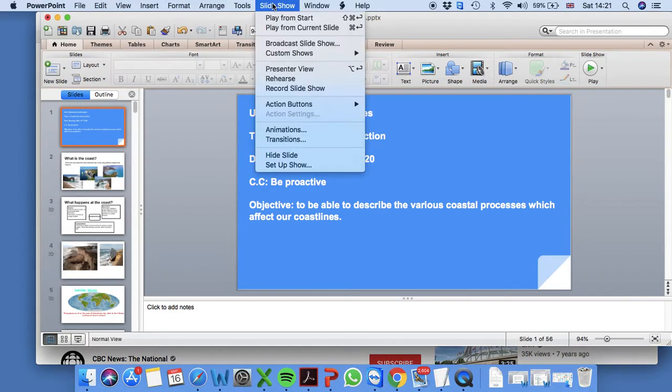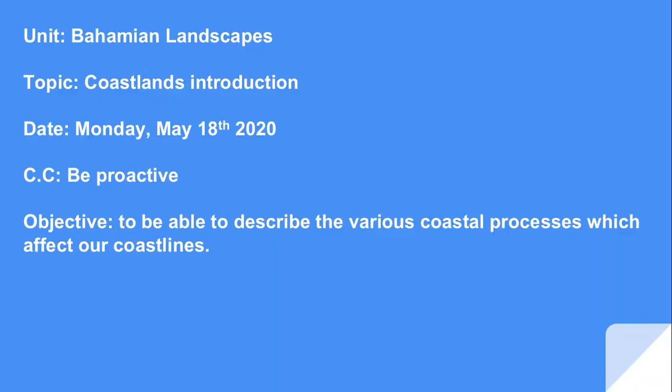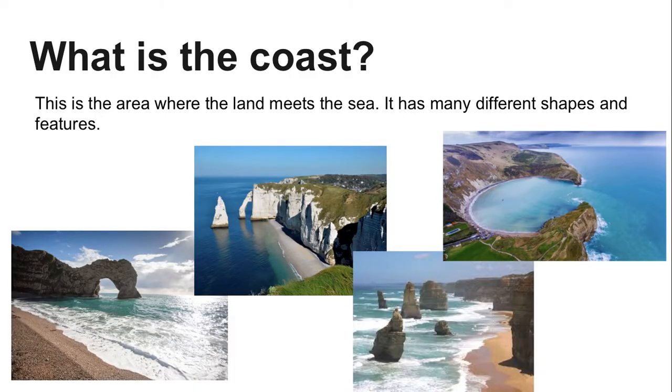So, what I want you to do, open up this PowerPoint and head up your page. We're going to look at coastlands and the different processes that occur at coasts. Before we start though, you need to define what a coast is, and that is the area where the land meets the sea.